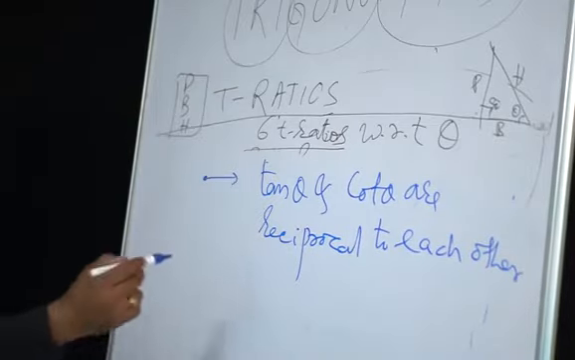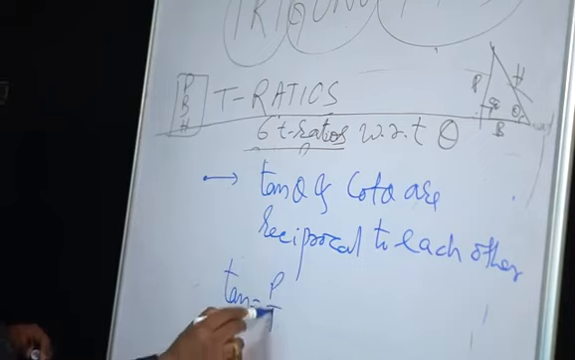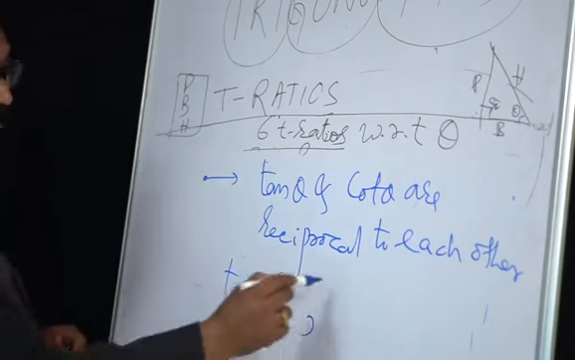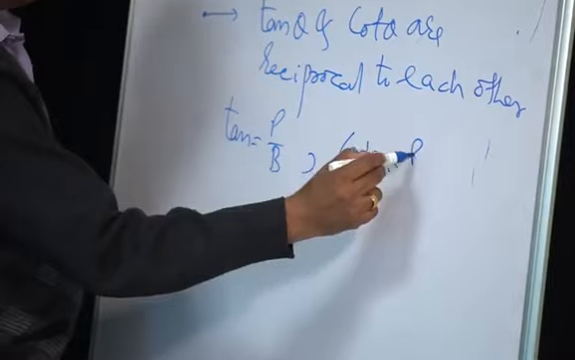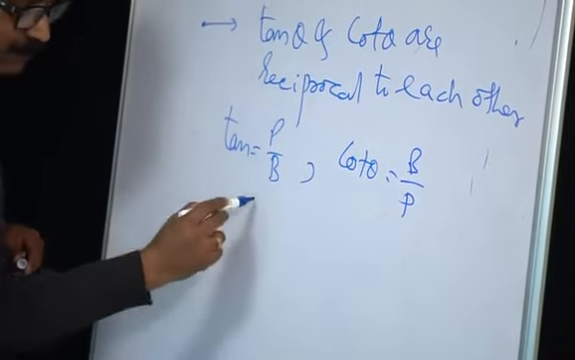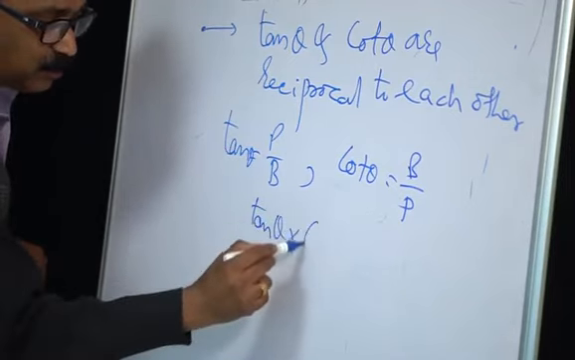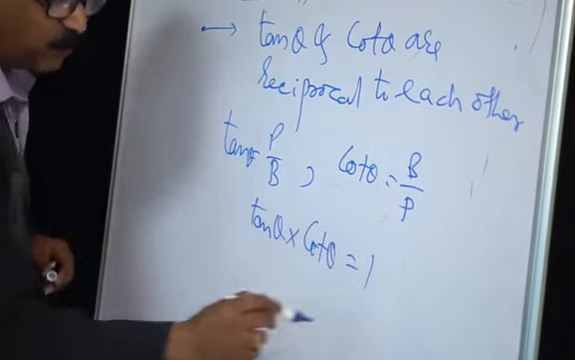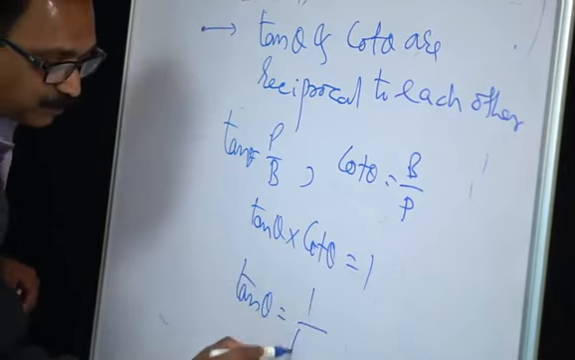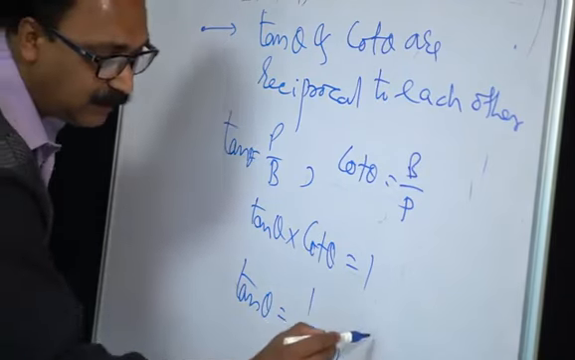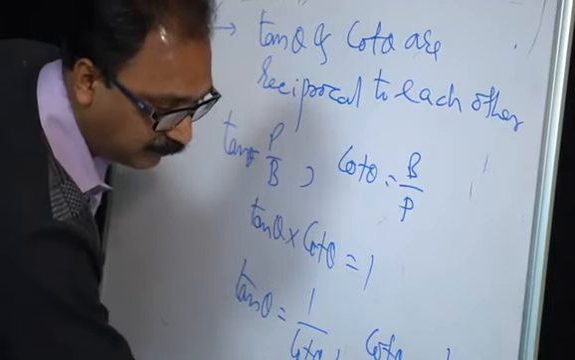So, if it is that, you already know tan is turn, permanently black, isn't it? Then what will be cot theta? As you know already, just reciprocal, base by opposite, B by P. Then if we multiply tan theta into cot theta, it gives us 1. And tan theta is 1 by cot theta, and cot theta is also 1 by tan theta.